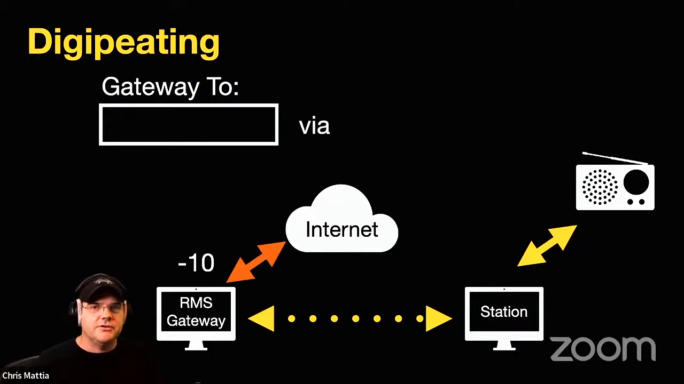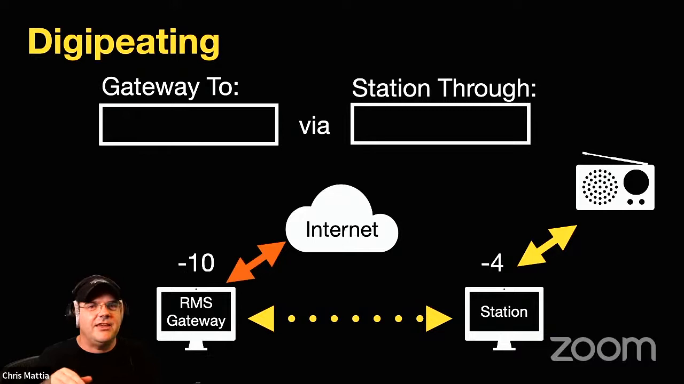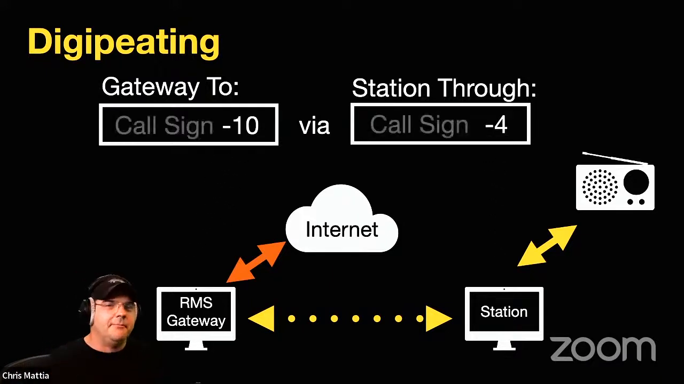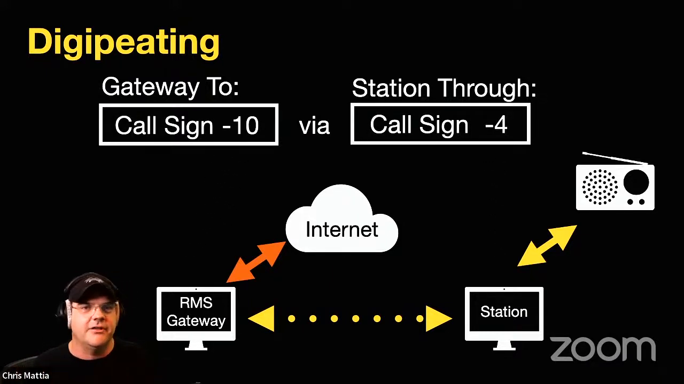We're going to go in and show this. And then there's this little thing that's going to say via and then station through. And you'll notice that there's a station designation down here. And I've got these little -10 and -4. Now, those are going to be populated at the end of the call sign because we're going to set up basically our own custom routing in order to do this digipeating thing.